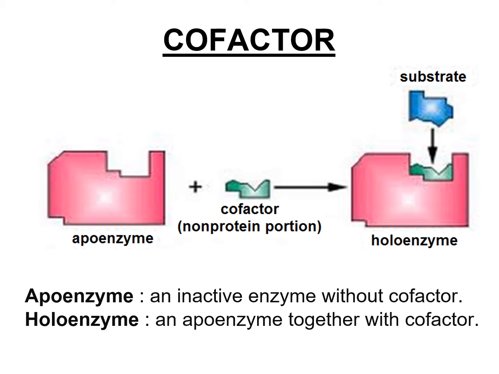There are two terms that we usually use in terms of enzyme. An inactive enzyme without cofactor is called apoenzyme. Once the cofactor is bound to the active site, the enzyme is activated, so it is called holoenzyme. Okay, but basically we just use the word enzyme. But if you come across these two terms, you have to know that apoenzyme is the inactive form of an enzyme, and holoenzyme is the enzyme with the cofactor.